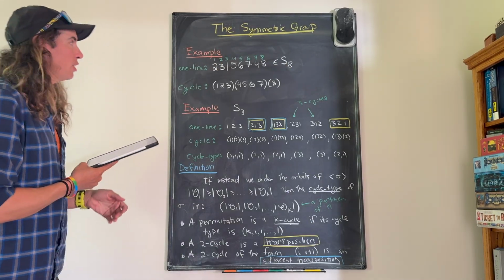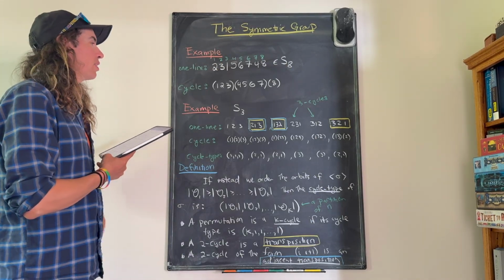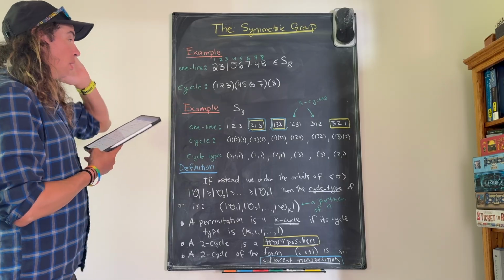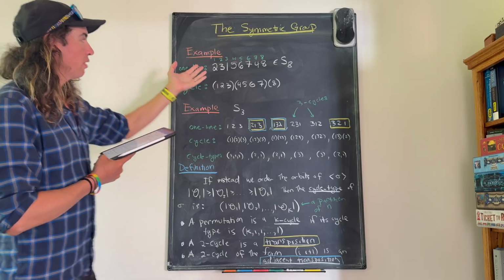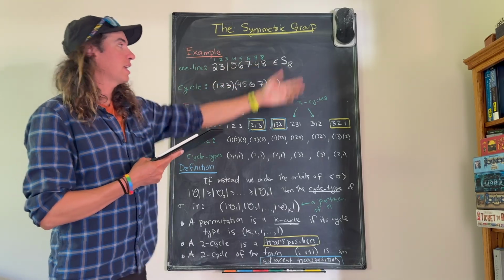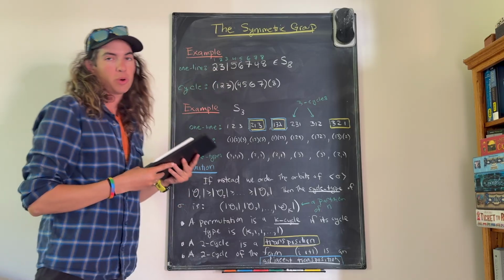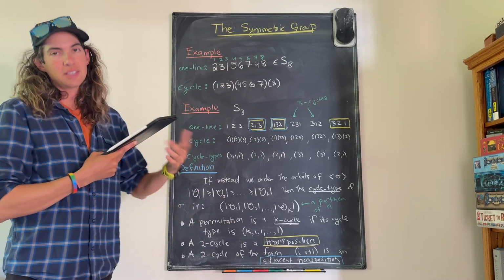Okay, everyone, so now let's do an example of computing the cycle notation of a permutation given its one-line notation. Here I just cooked up some random permutation in S8. In one-line notation, it's 2, 3, 1, 5, 6, 7, 4, 8. Let's try to compute its cycle notation.